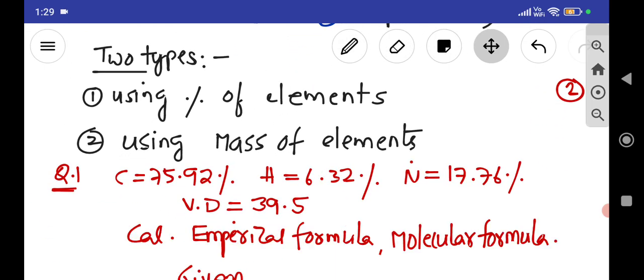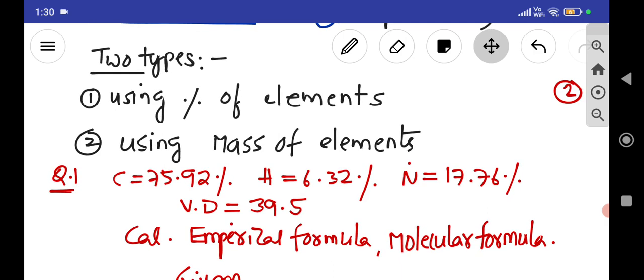Now in these calculations we need to have two types of questions. The first one is they'll give you percentage and ask you to calculate the empirical and molecular formula. The second one is they will give you the mass of the element and ask you to calculate the molecular formula.